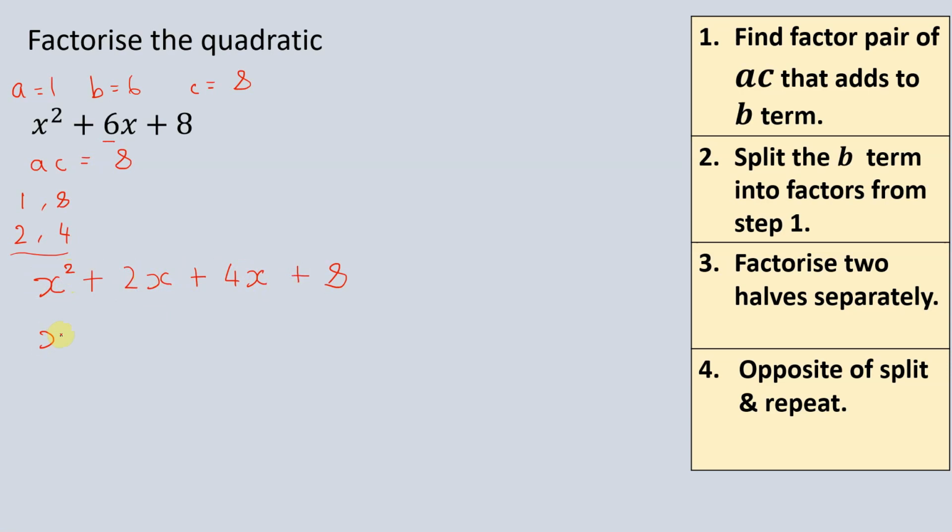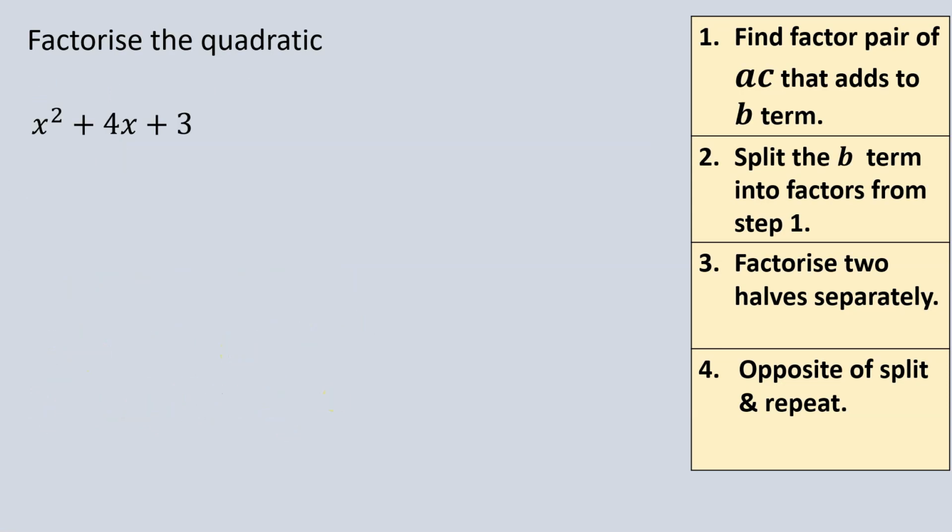Our next step is to factorize. So we factorize x squared plus 2x into x brackets x plus 2 close brackets, and 4x plus 8 into 4 brackets x plus 2 close brackets. And now we're in step 4, so you can see that x and plus 4 have been split. We'll put those back together again to x plus 4 in brackets. And the bracket that's been repeated, we're going to repeat again and write down x plus 2. And that's our final answer.